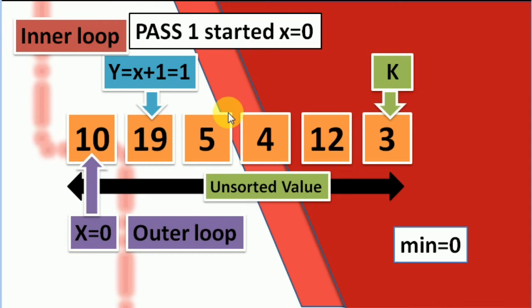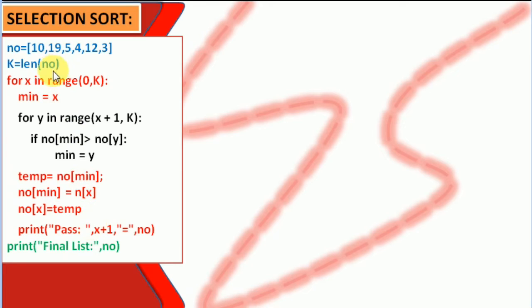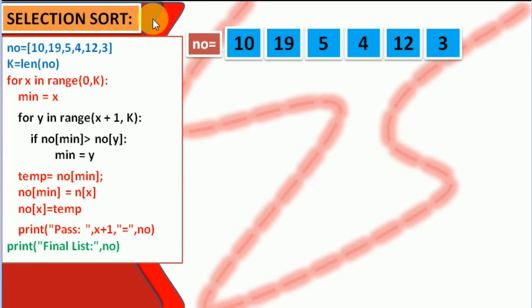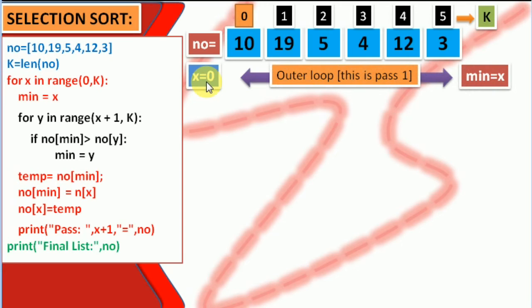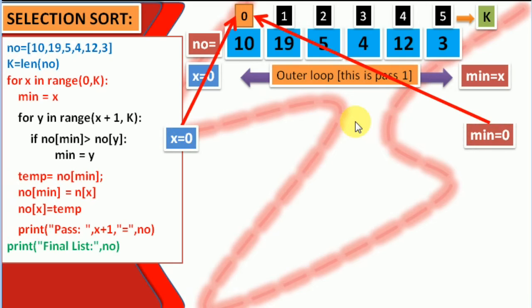Let's understand the concept. Here is the program. First, you know that this is our list and these are our index values 0, 1, 2, 3, 4, 5. At the time of the first pass, x is 0, outer loop pass 1, and min is equal to x. It means both x and min at the first time are sitting at index 0, that is 10.